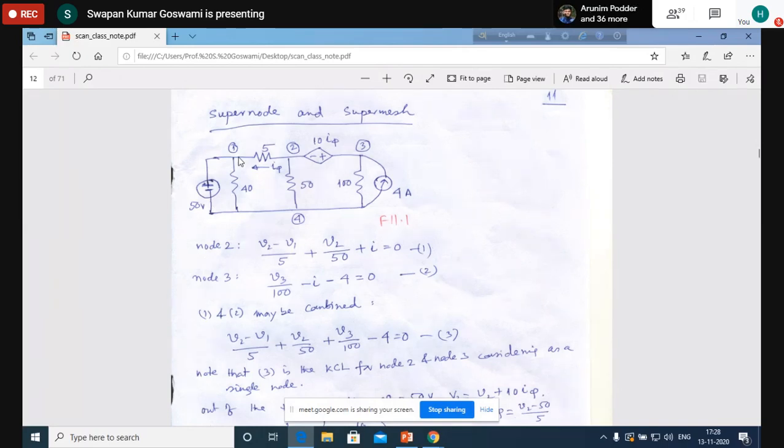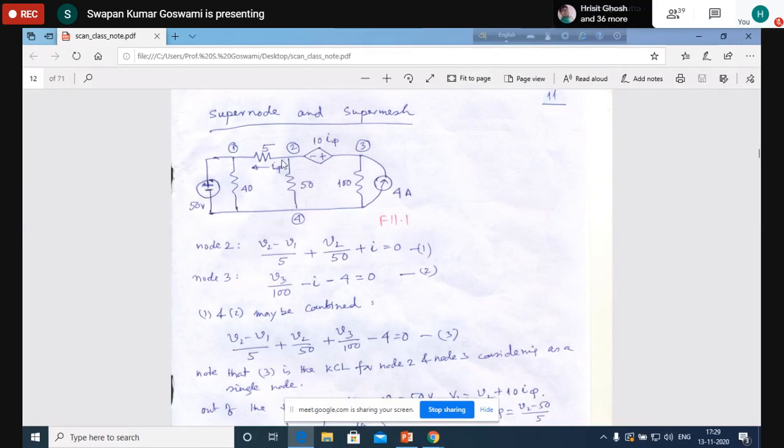But we have to write the equation for node 2 because the solution for this node voltage is required, and likewise for node 3. Let us assume that node 4 is the reference node. Now for node 2, what will be the equation? Say the voltage here is V2 and this voltage is V1. It is 50 volt, but still let us write V1 to indicate this variable.